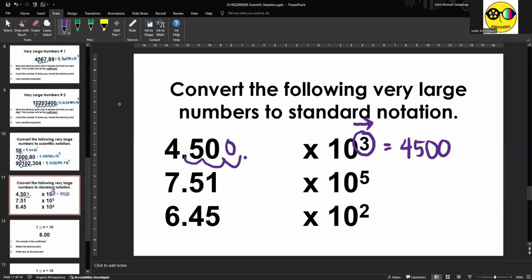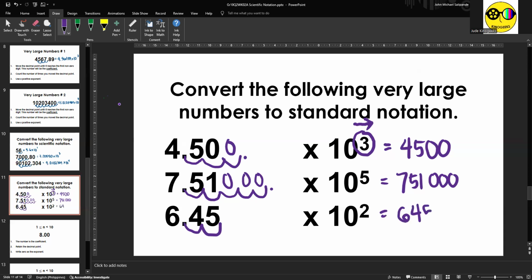Second example in this slide, 7.51 times 10 to the positive 5. So move the decimal point 5 times to the right. 1, 2, 3, 4, 5. There are 3 vacant spots. Fill them with 0. So this is 751,000. Third example for this slide, 6.45 times 10 to the power of 2, or simply 10 squared. We have to move the decimal point 2 places to the right. 1, 2, giving you 645.